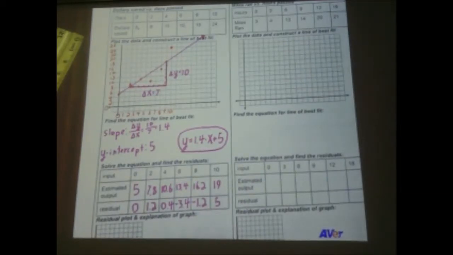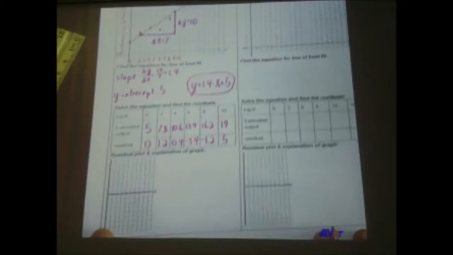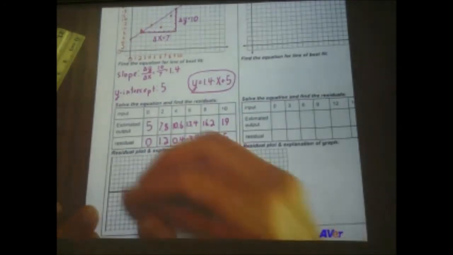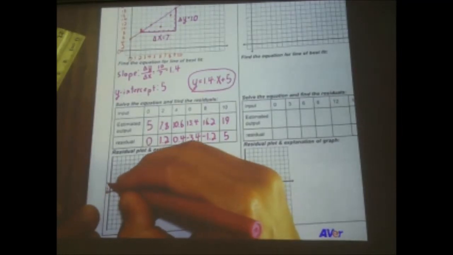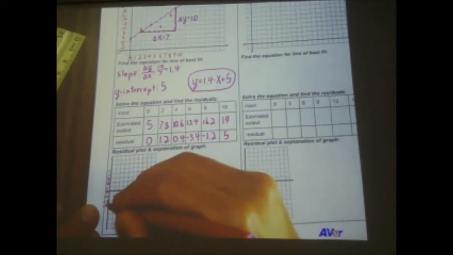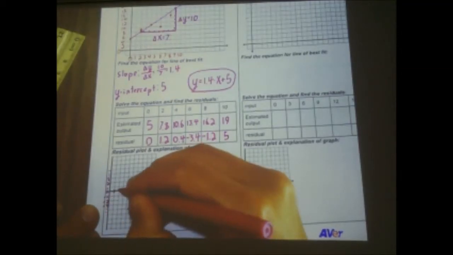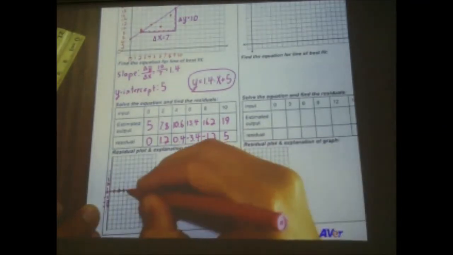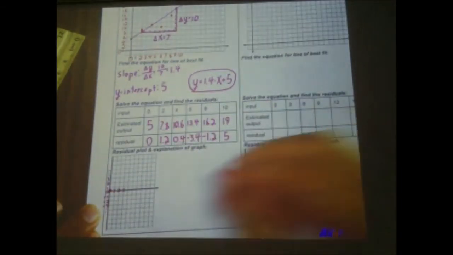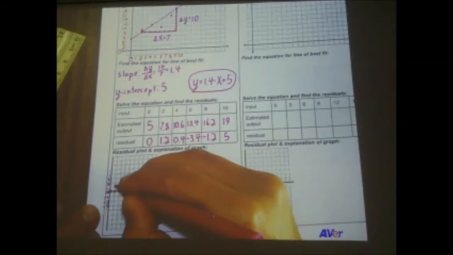From there, we can graph our residual plot. To graph our residual plot, all we do is graph our residuals. On this one, I'm just going to go up by ones, down by negative ones, and across by ones. So at 0, my residual is 0. At 2, my residual is 1.2. That's about right here.